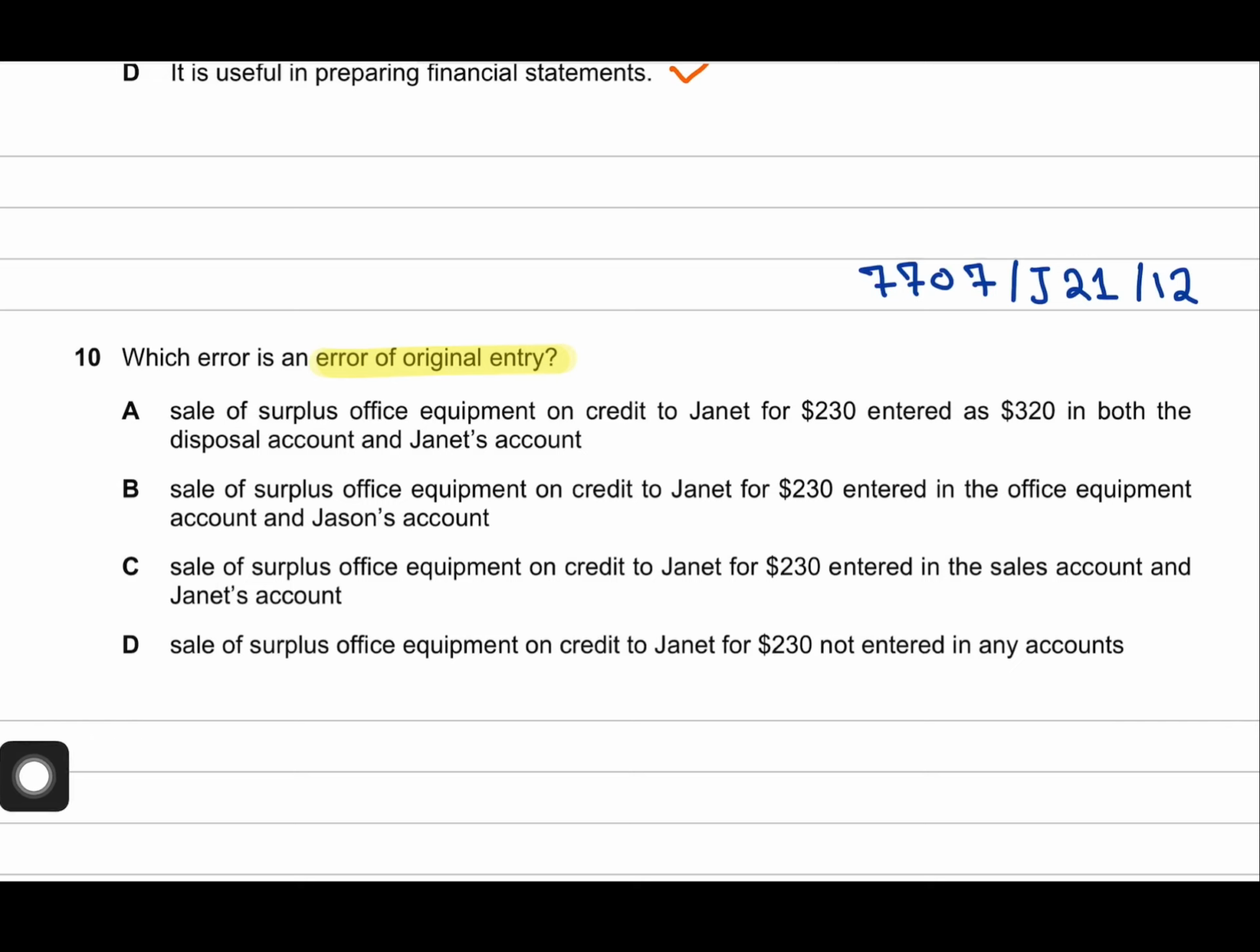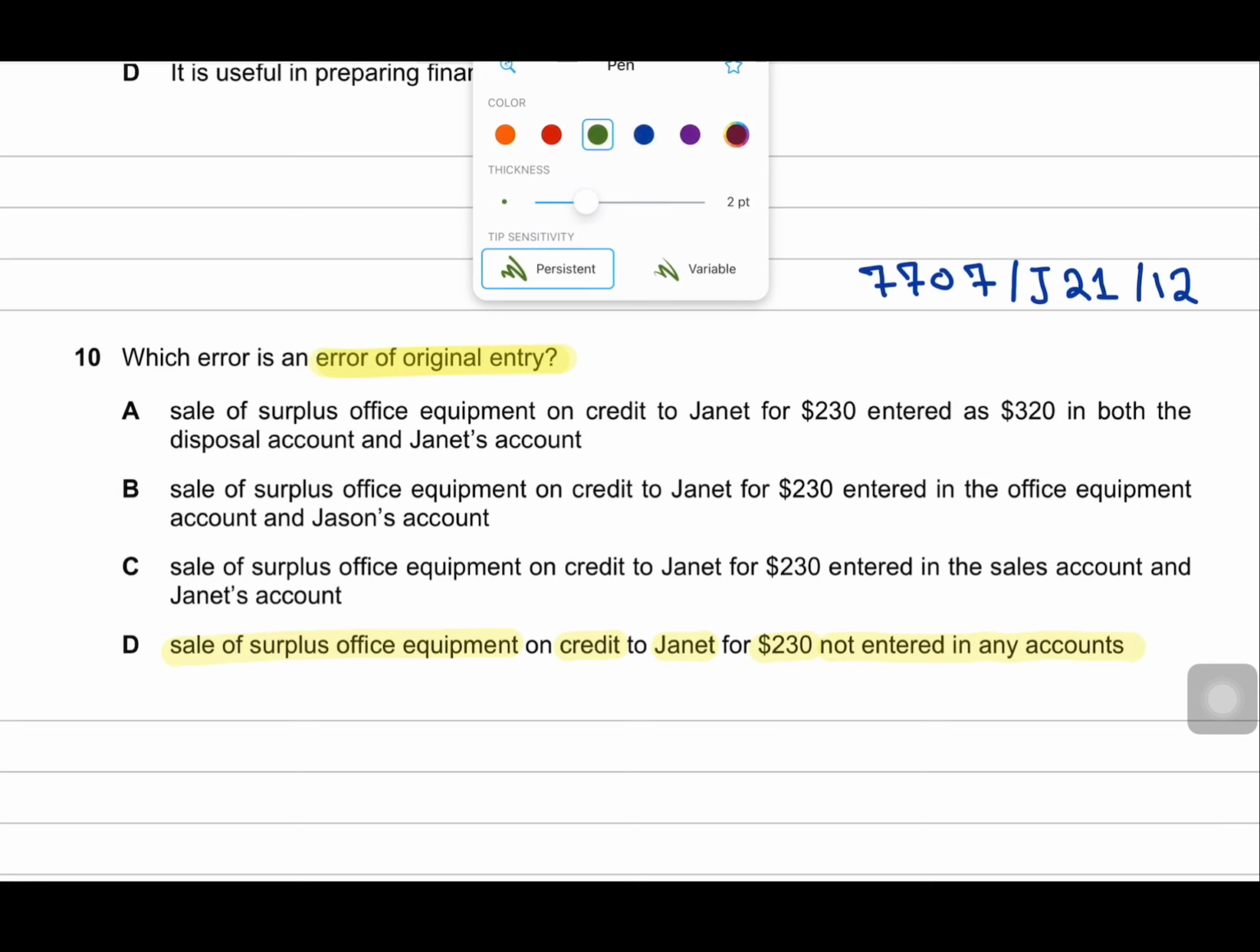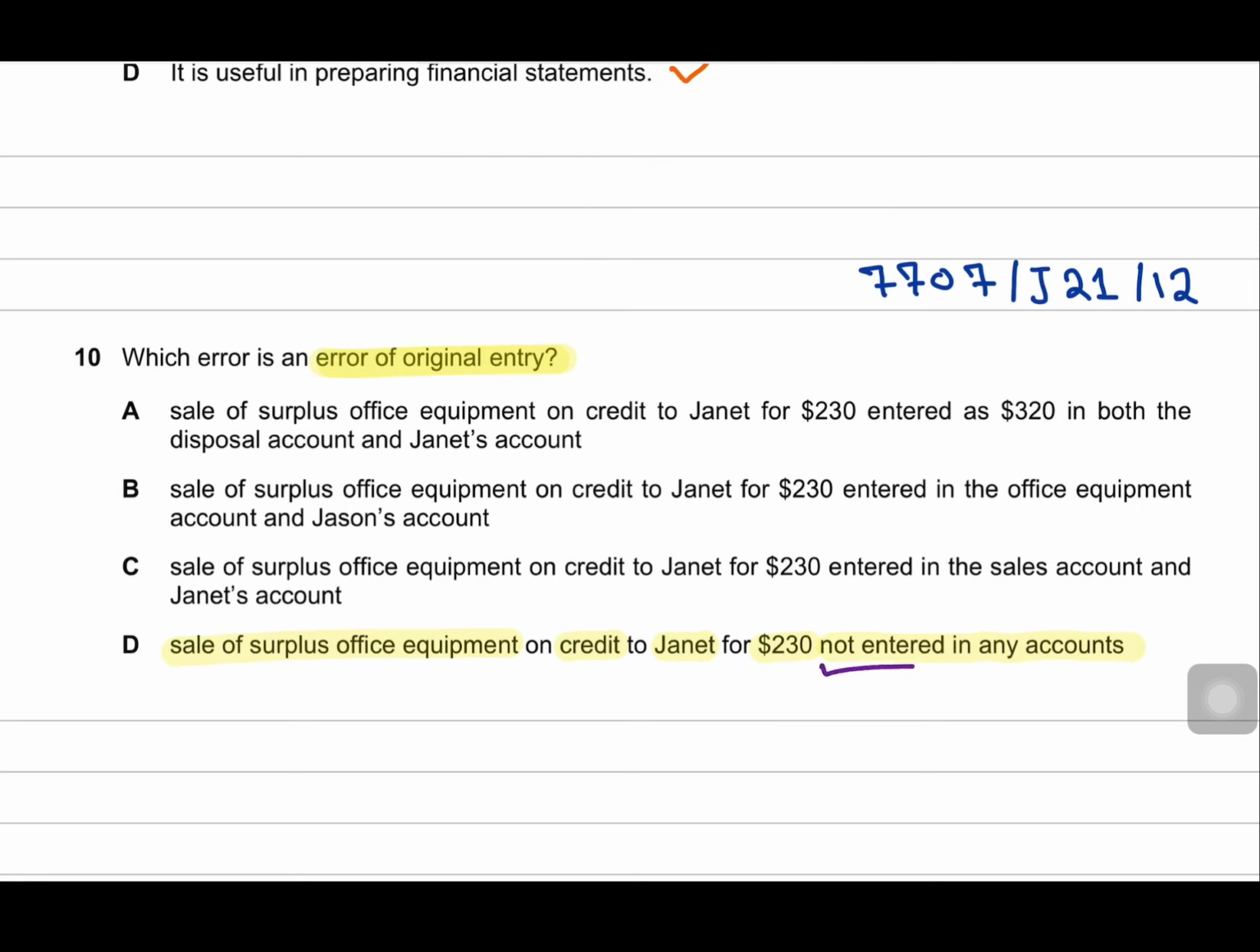Option D says sale of surplus office equipment on credit to Janet for 230 not entered in any accounts. So we sold some surplus non-current asset to a person named Janet on credit, and this transaction was not recorded in the accounts anywhere in the books. So can this be an error of original entry? No, it can't be, because as it says not entered in the account, this means that this is an error of omission. Transaction is completely omitted from the records. Right? Now let's move to option C.